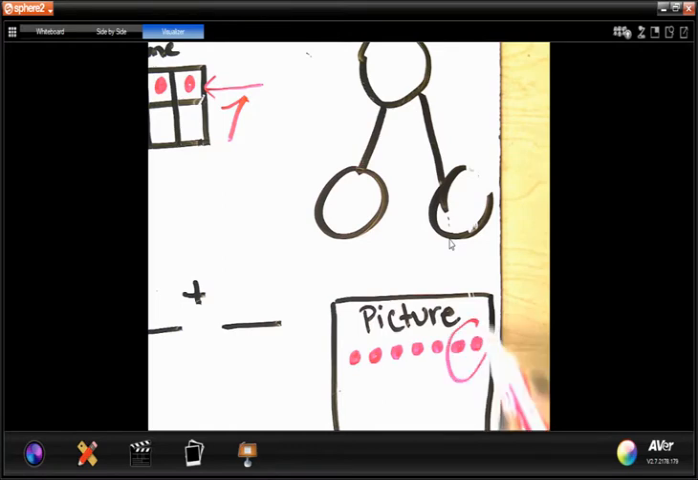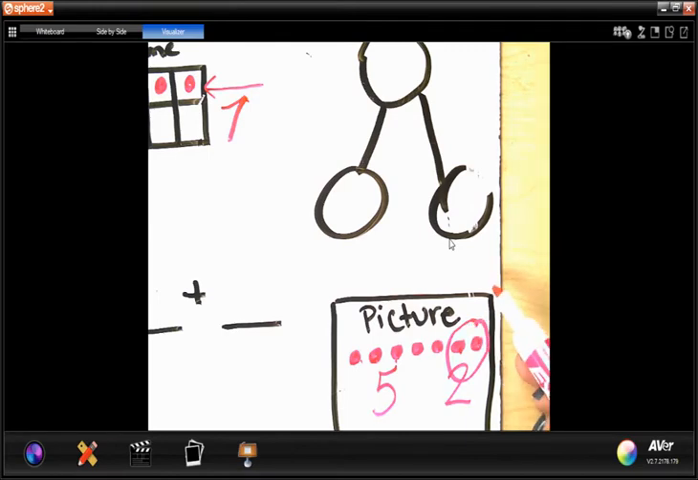2 of her fish are blue. 1, 2. How many of her fish are red? 1, 2, 3, 4, 5. 5 red, 2 blue. Okay, let's make that picture into a number bond.